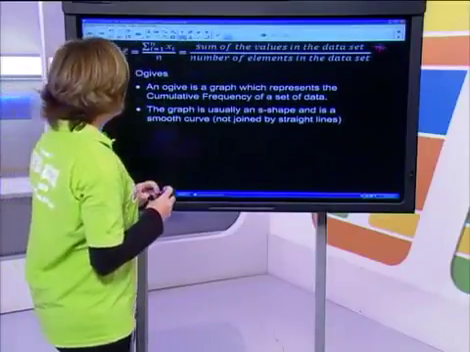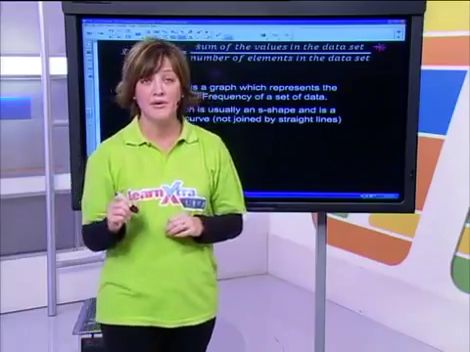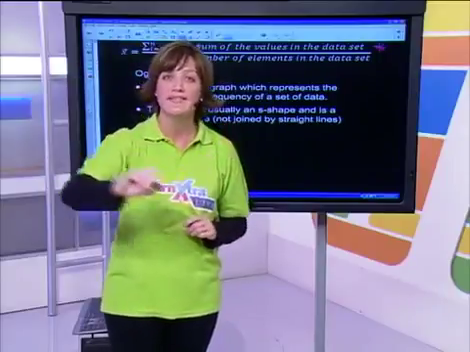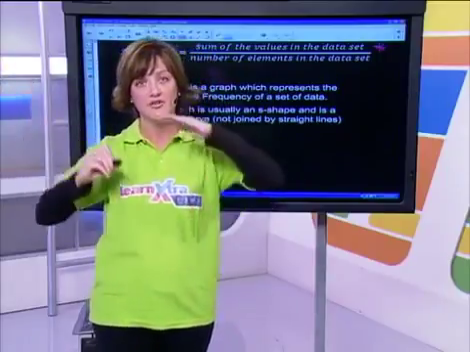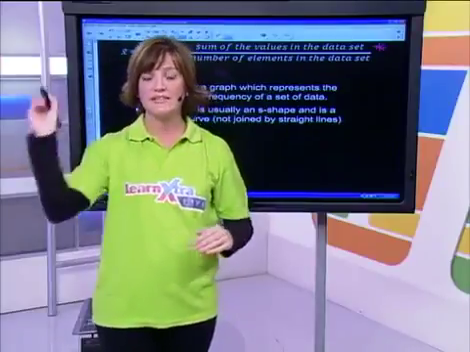Ogives. Remember, your ogive is the graphic representation of your cumulative frequency. Your ogive graph is normally in the shape of an S. It's normally that S shape. And just remember, when you're plotting your ogive graphs, you don't do it with straight lines. You do it as a smooth curve. So you don't use a ruler plotting one point to the next. We do it as a smooth curve.